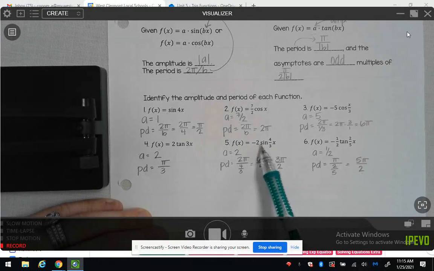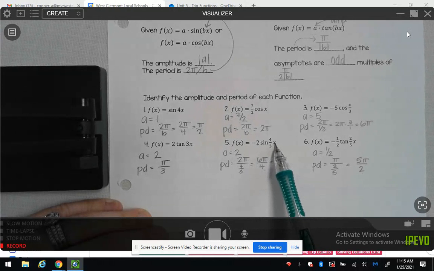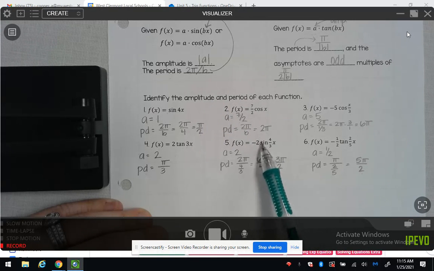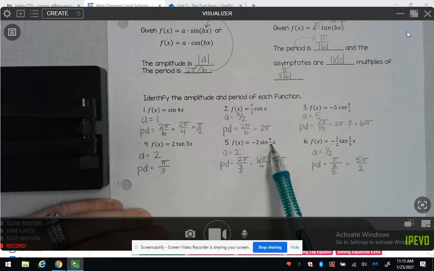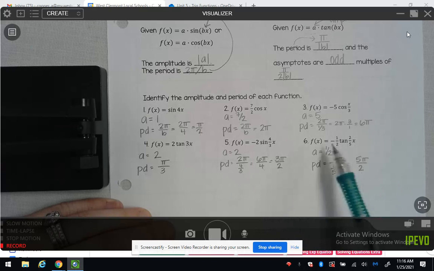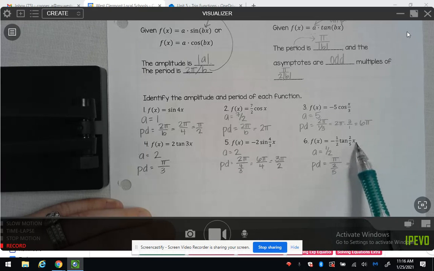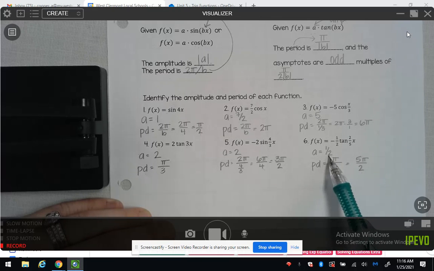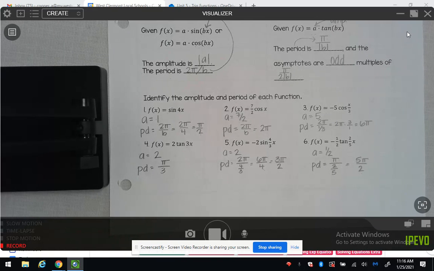F of x equals negative 2 sine of 4/3 x. Amplitude is 2, absolute value. Period is 2 pi divided by 4/3, which is the same as 6 pi over 4, simplifies to 3 pi over 2. 6. Negative 1/2 tangent of 2/5 x. Amplitude, remember, absolute value. Amplitude is 1/2. Period is pi, it's tangent, pi divided by 2/5, which is 5 pi over 2.